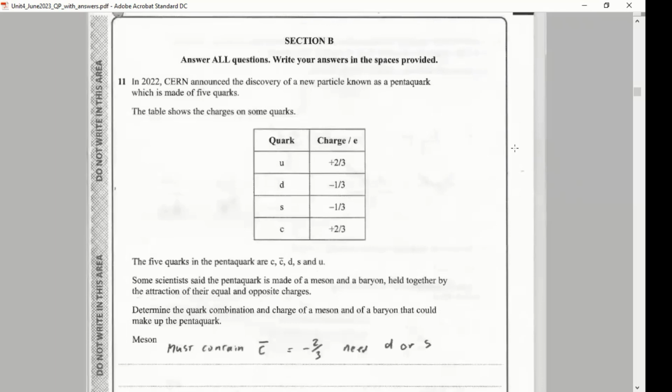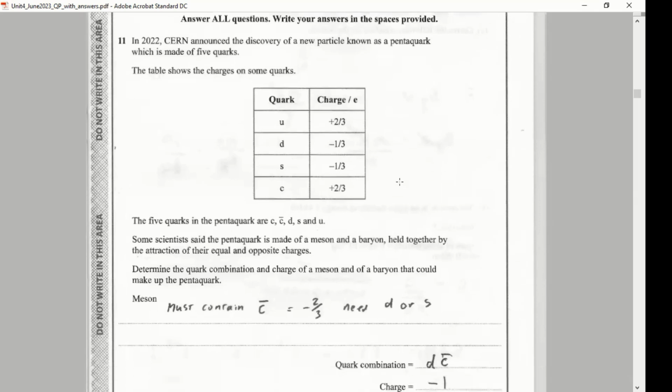Section B, structured questions. Question 11. In 2022, CERN announced the discovery of a new particle known as a pentaquark, which is made of 5 quarks. The table shows the charges on some quarks. The 5 quarks in the pentaquark are the charmed quark, the anti-charmed quark, the down quark, the strange quark, and the up quark. Some scientists said that the pentaquark is made up of a meson and a baryon, held together by the attraction of their equal and opposite charges. Determine the quark combination and charge of a meson and of a baryon that could make up the pentaquark.